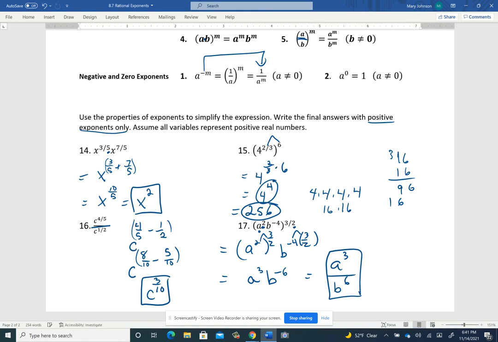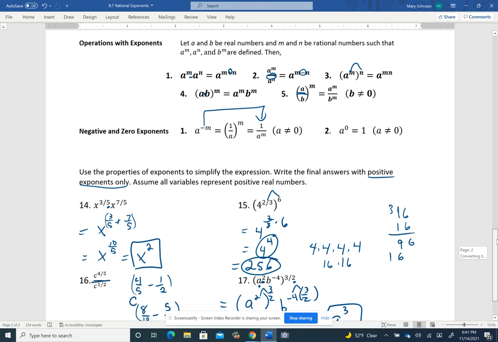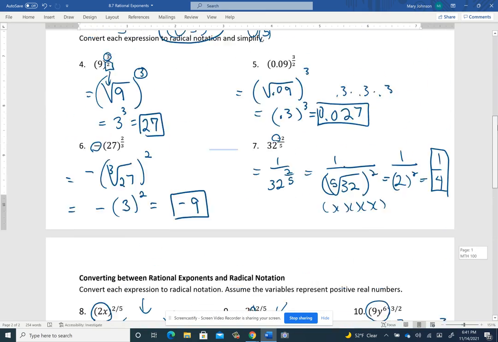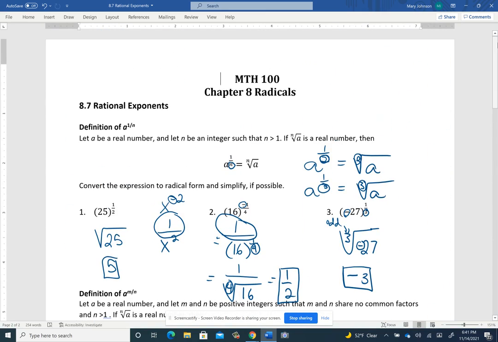Okay. All right. And that's all there is to section 8.7. So it's not a big deal. If you could just watch that video, I think that would be really helpful. And then we can focus on reviewing and making sure we're good with the other sections in that chapter.